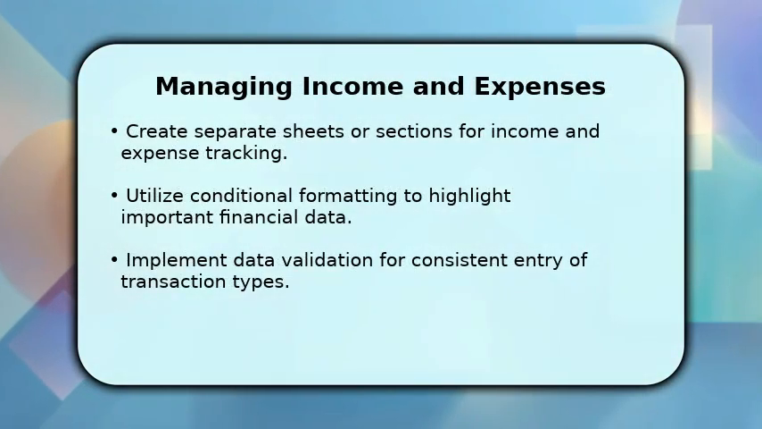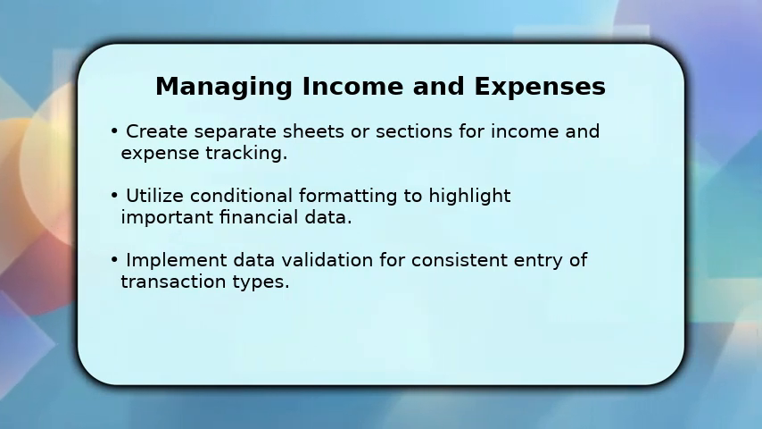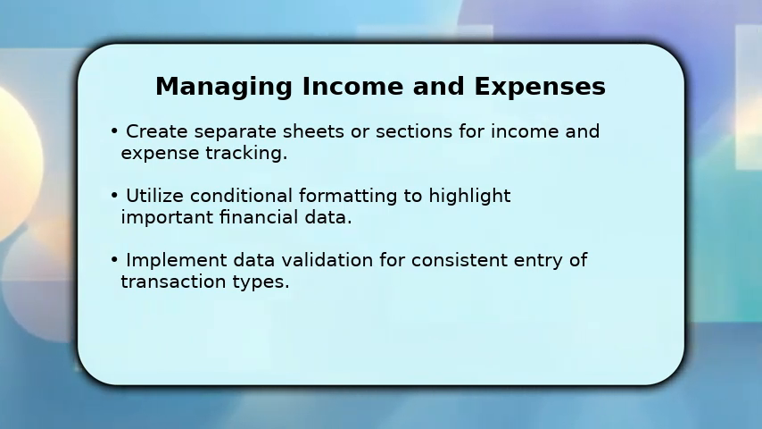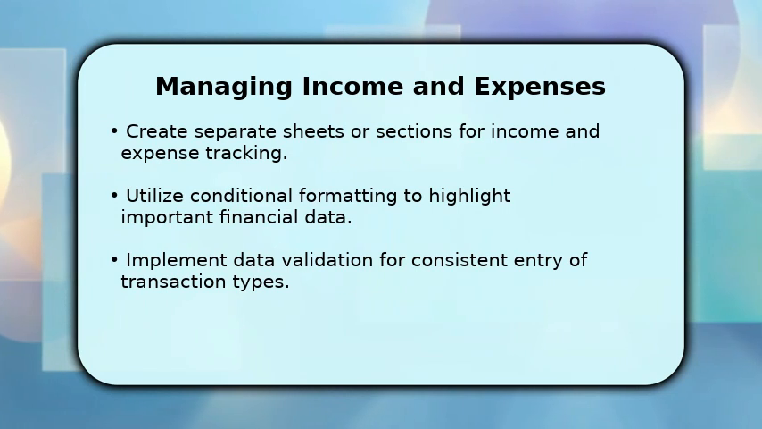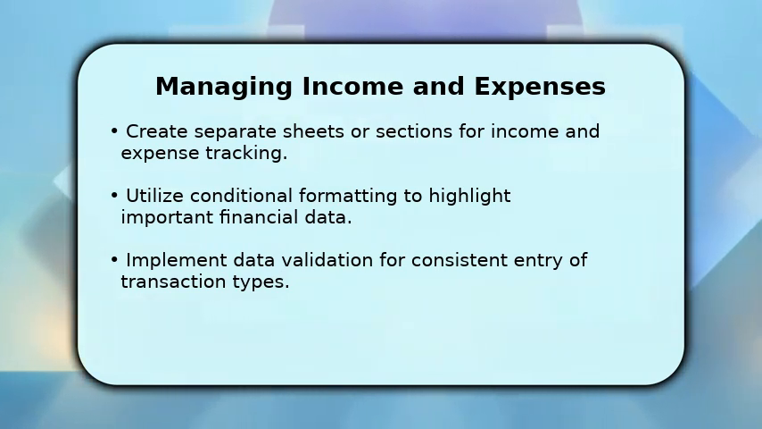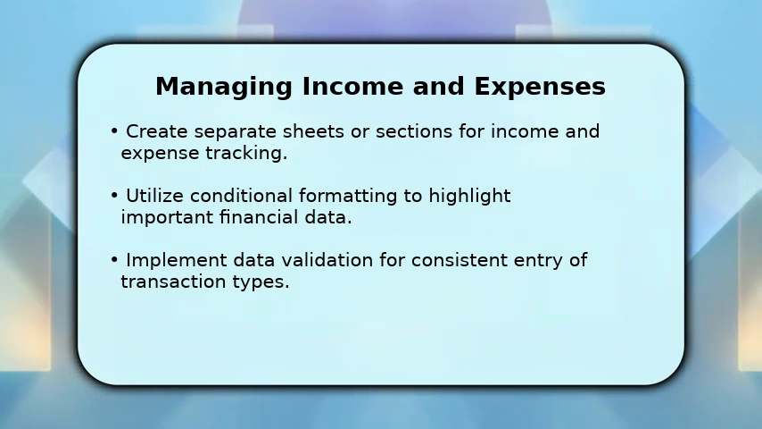Next, let's manage your income and expenses efficiently. Consider creating dedicated sheets or sections within your workbook for each. Use conditional formatting to automatically highlight transactions over a certain amount, perhaps $500, or to flag overdue payments. Implementing data validation for categories ensures consistent data entry, which is crucial for accurate reporting later on. This structured approach helps you maintain organized and reliable financial records.